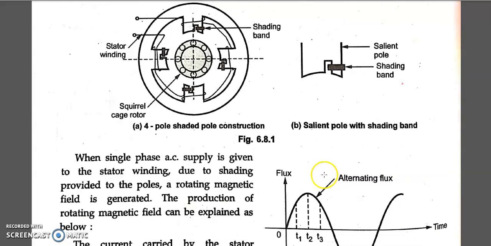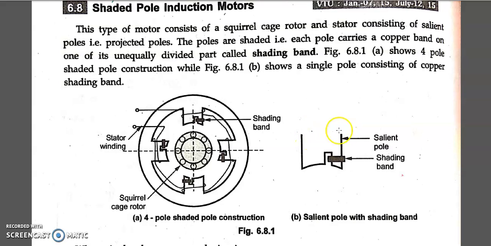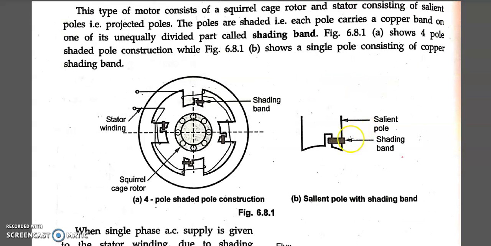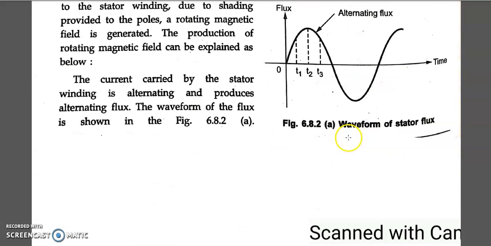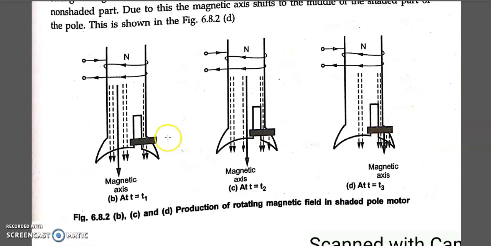Same as before, a single phase supply is connected to the stator winding, and without any auxiliary winding your motor will start to run. This copper band helps us to do so. Let's see how it is advantageous here. Let us see this picture 1.